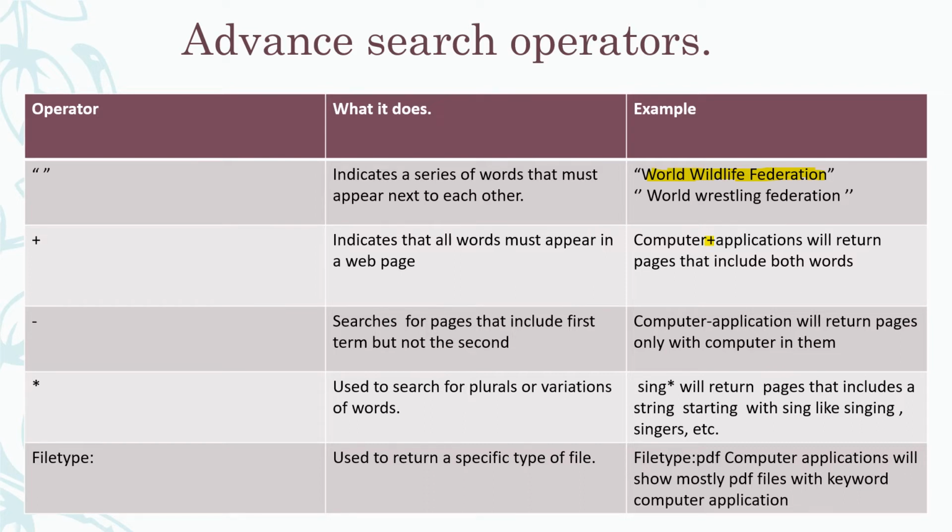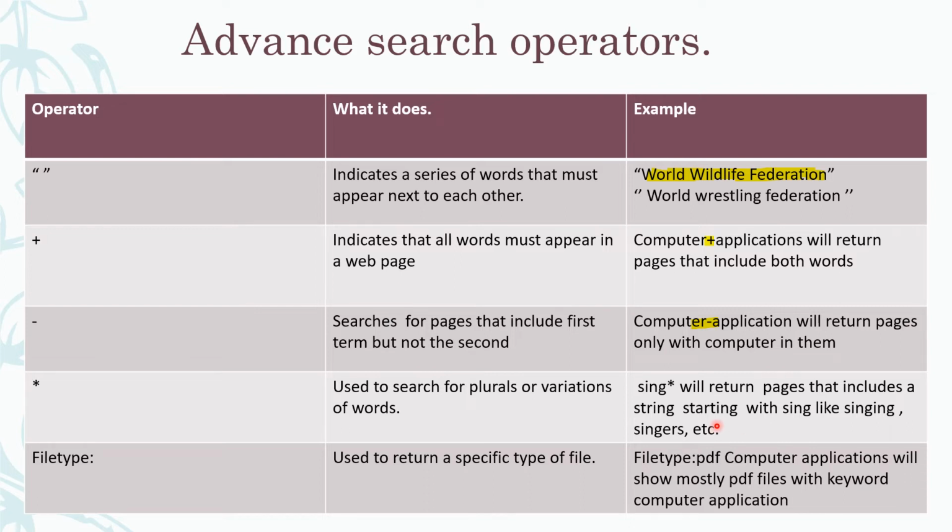Then similarly the minus sign. It searches for pages that include the first term but not the second. Computer minus application will return pages only with computer in them and not application. Then we have the star symbol, which is used to search for plurals or variations of the word. For example, sing star will return pages that include a string starting with SING, like singing, singers, and singer, and all those words.